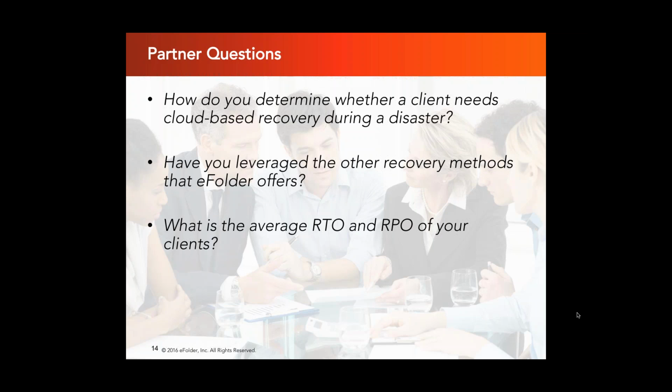Great. So, we talked about this before, where I guess you generally take a very consultative approach with your clients. But what would you say is the average RTO and RPO for your clients?